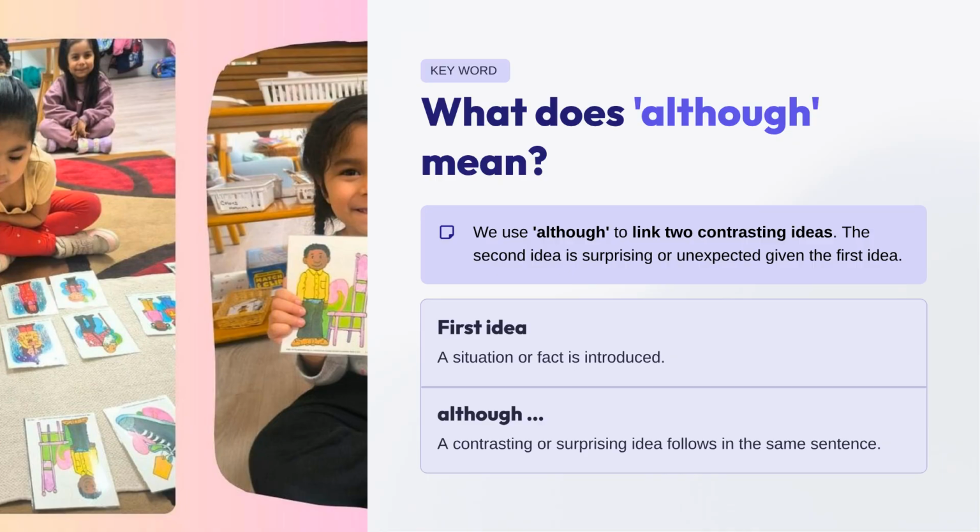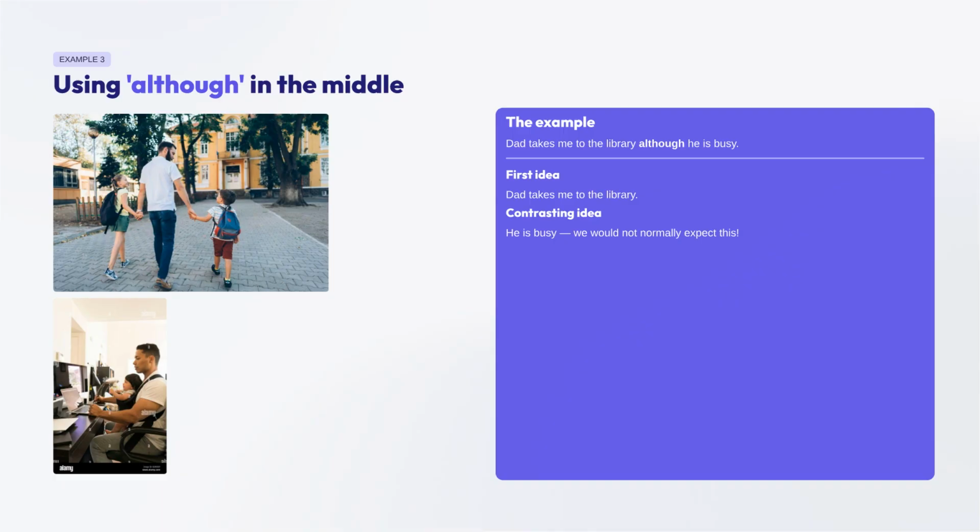Now let's look at our second keyword. What does although mean? We use although to link two contrasting ideas, where the second idea is surprising or unexpected given the first idea. First, a situation or fact is introduced. Then we use although to introduce a contrasting or surprising idea in the exact same sentence. Here is example 3, using although in the middle of a sentence.